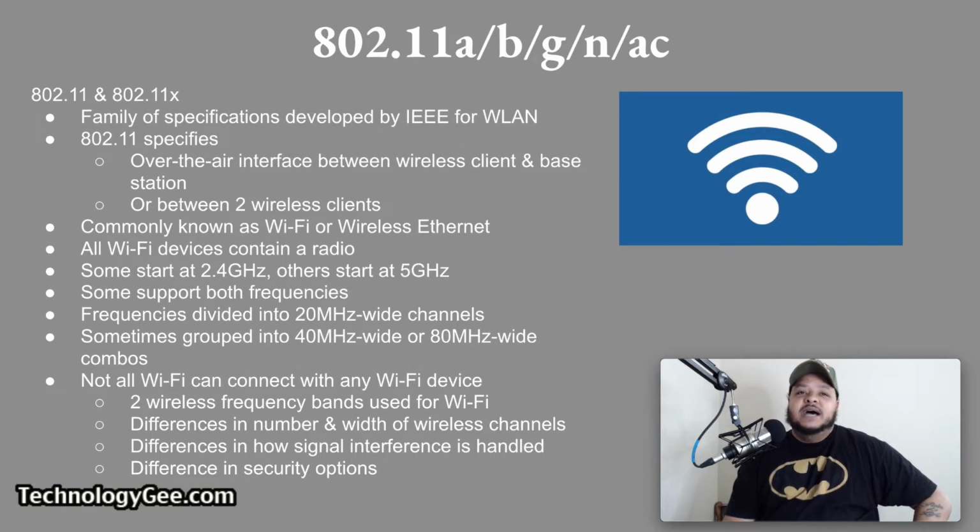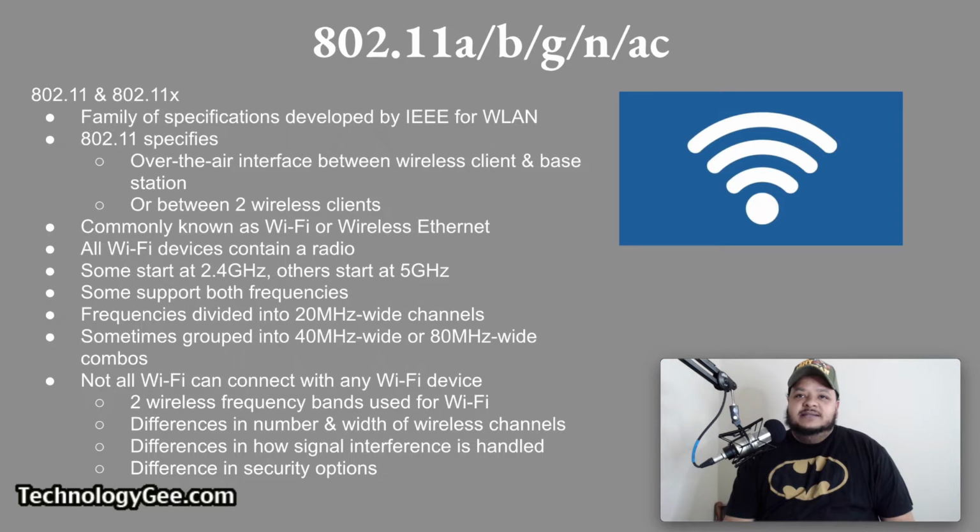So 802.11 and 802.11x refers to the family of specifications developed by the IEEE, which stands for the Institute of Electrical and Electronics Engineers, for wireless LAN or WLAN technology. 802.11 specifies an over-the-air interface between a wireless client and a base station or between two wireless clients. These standards are commonly known as Wi-Fi or wireless Ethernet.